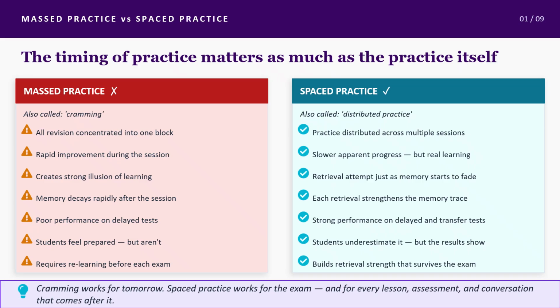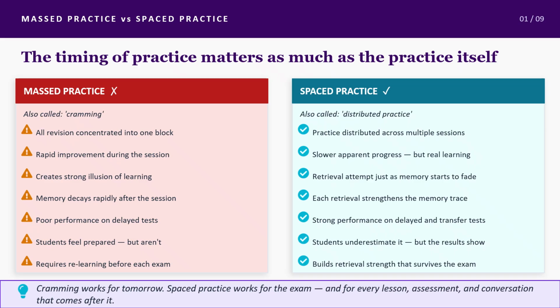Spaced practice, also called distributed practice, takes the same total amount of study time and distributes it across multiple sessions separated by gaps. The same number of hours, the same content, but spread out rather than concentrated. The research is unambiguous. This produces dramatically better long-term retention.